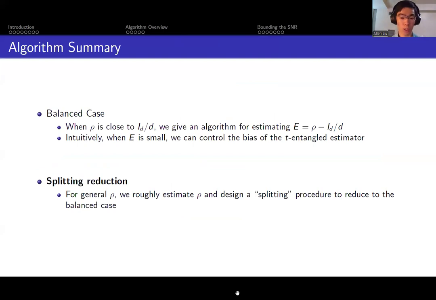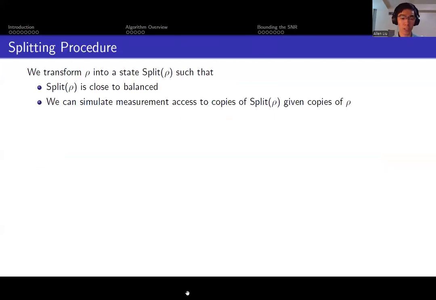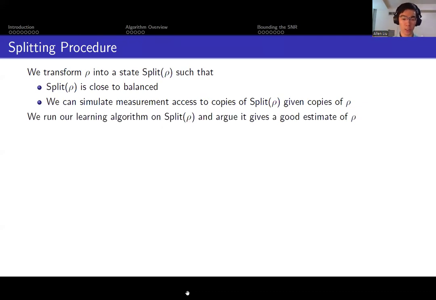Okay, so finally, recall there are two parts to our algorithm. In the previous part, we addressed the optimal estimator in the balanced case. Finally, we need to discuss a splitting reduction, where we reduce from general states rho to the balanced case. The splitting procedure works as follows. We want to transform a state rho into a new state we call split of rho, such that split of rho is close to balanced, and we can simulate measurement access to copies of this split state given copies of rho. Then we run our learning algorithm on this split state and argue that it gives a good estimate, that we can back out a good estimate of rho from our estimate of the split state.